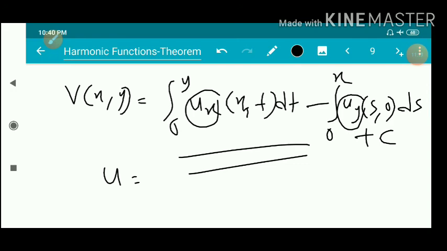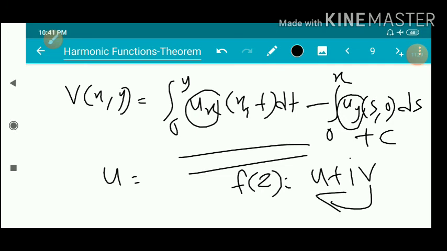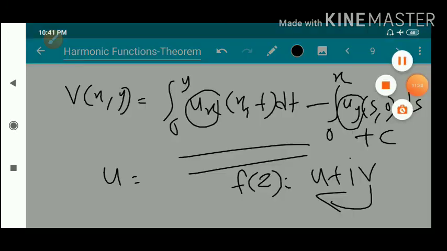So after finding this v, we can write f of z equal to u plus iv is analytic. So v is the harmonic conjugate of u. That is the proof. Thank you.